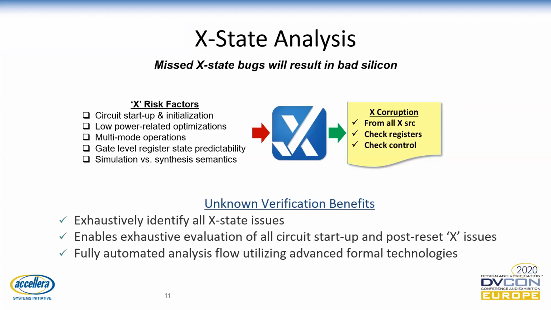Exhaustive formal algorithms are used to detect X corruption, although these issues may be missed by manual design reviews, or even maybe missed in simulation or lab testing. By using an automated analysis tool, designers can easily and exhaustively verify their design for all X states, X state issues, including initialization and post-reset X issues.